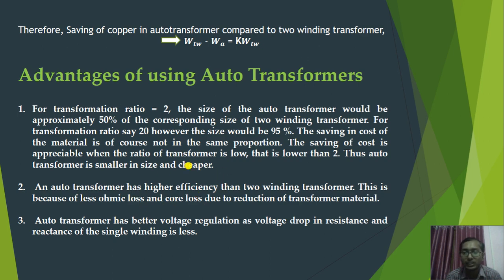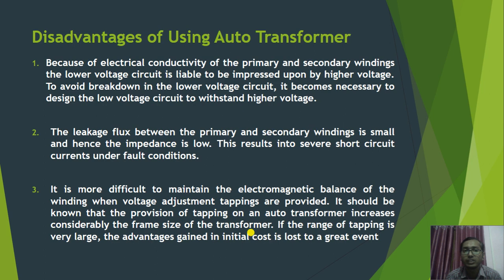So efficiency will be more as compared to a two winding transformer, and an auto transformer has better voltage regulation as the voltage drop in resistance and reactance of the single winding is less. So obviously its voltage regulation will be less as compared to a two winding transformer. So these are a few advantages of an auto transformer. Let us discuss the disadvantages.